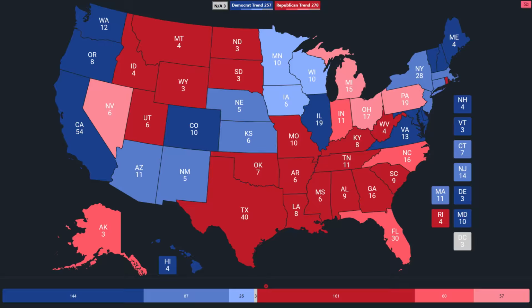Dems clearly do their best on the West Coast, some of the Southwest, parts of the Midwest, and the Northeast, including some of the Mid-Atlantic states. Republicans really turn it on in the South, the Southeast, and the Upper Great Plains, and also parts of the Midwest. But many of these states have milder shades of red or blue.